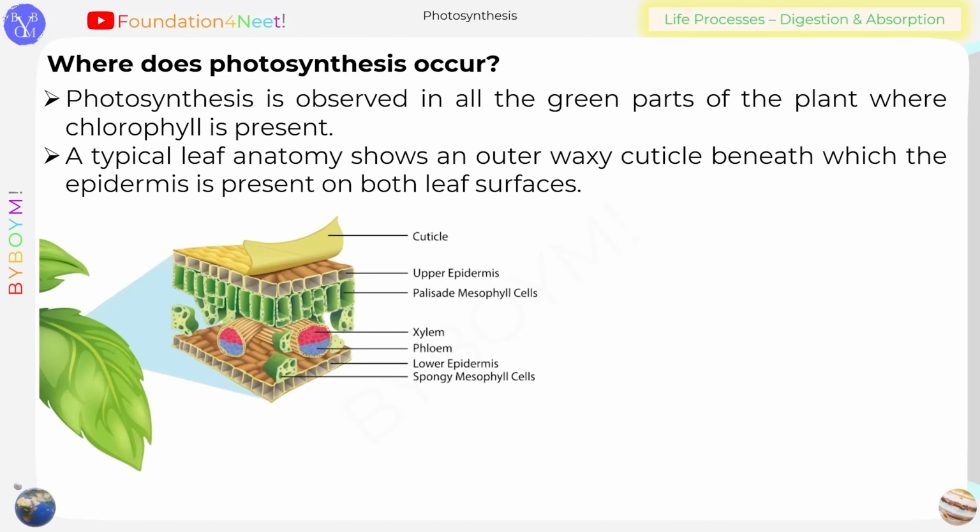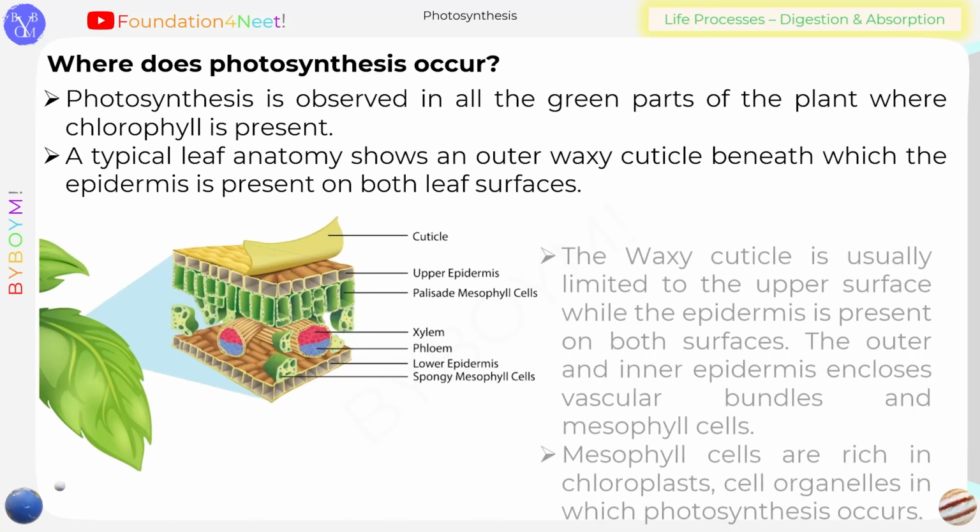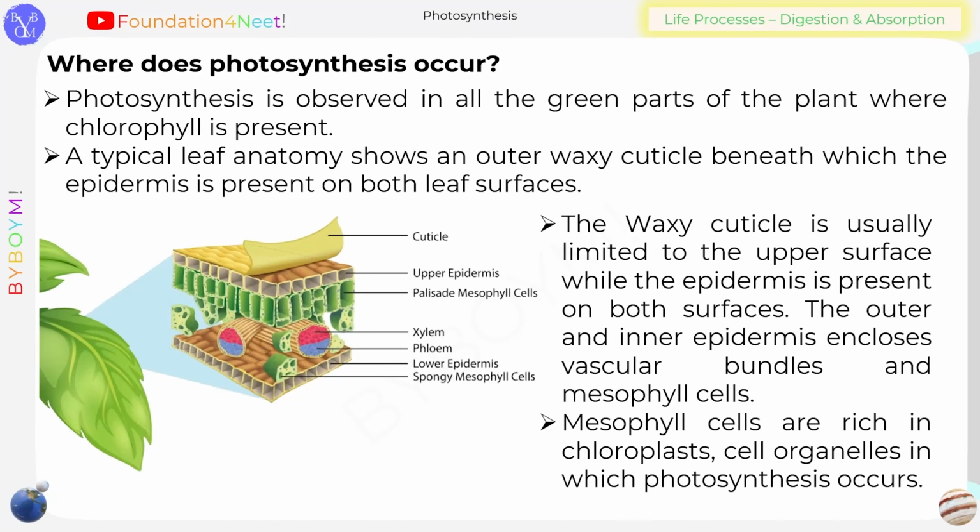Now the question comes, where does photosynthesis occur? Photosynthesis is observed in all the green parts of the plant where chlorophyll pigment is present. A typical leaf anatomy shows an outer waxy cuticle beneath which the epidermis is present on both leaf surfaces, that is on the upper side as well as on the lower side. The waxy cuticle is usually limited to the upper surface, while the epidermis is present on both the surfaces. The outer and inner epidermis enclose vascular bundles, that is xylem and phloem, and mesophyll cells.